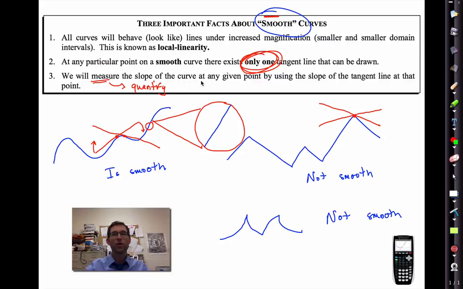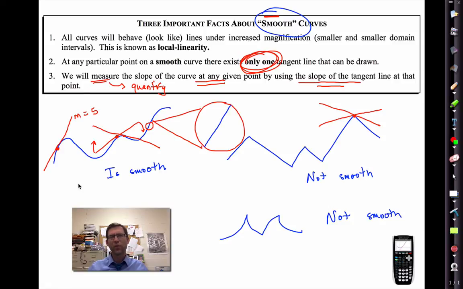Finally, and most importantly, we will measure and quantify the slope of a curve at a point by using the slope of the tangent line at that point. So in other words, if I came up to this curve right here, and I drew a tangent line and I figured out for some reason the slope there was 5, I would say the slope of the curve at that point was 5. Now again, it's weird because we always think about slope as being change in y over change in x, and at a single point there is no change in y, there is no change in x. But if there's a tangent line at a single point, well then we can think about the slope of that line, right?